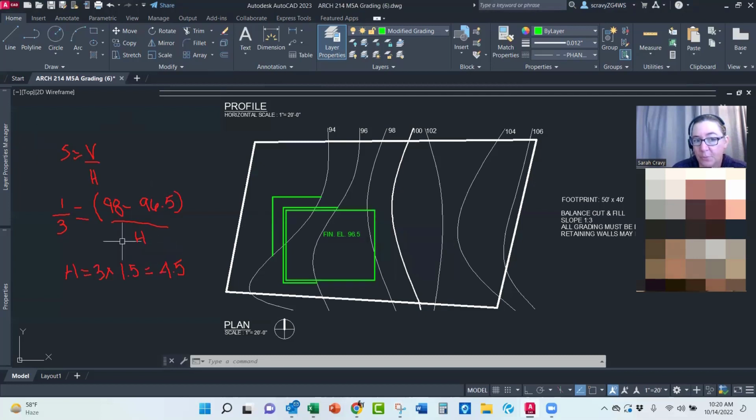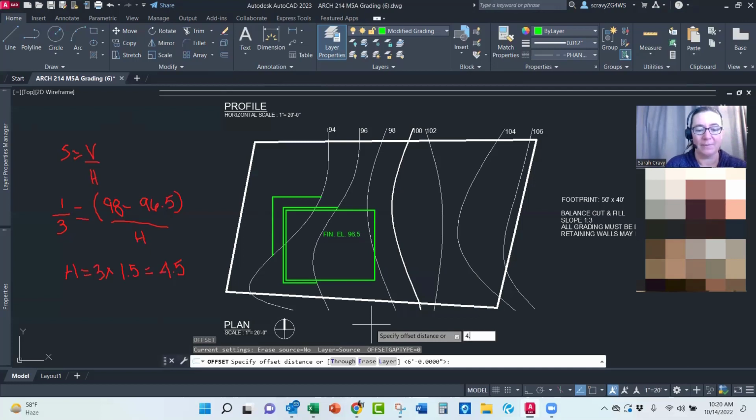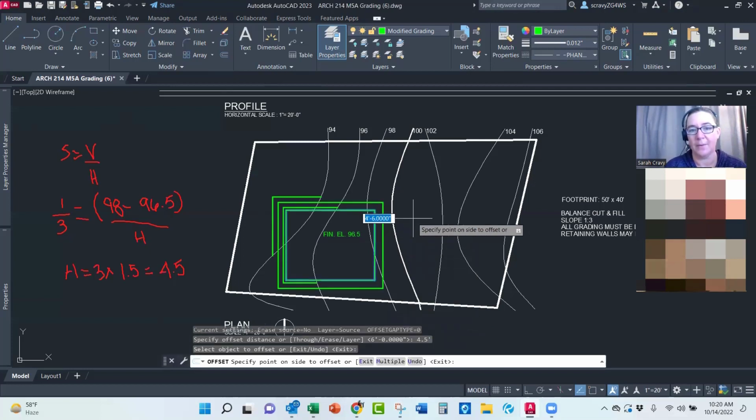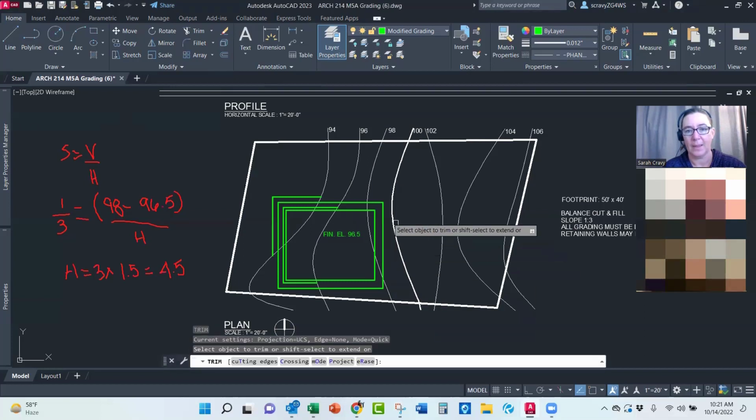So here back in AutoCAD, what we're looking for is a line 4.5 feet away from our building. Remember, all of this calculation was in feet. Luckily, we have this lovely offset command. So O, enter, and then 4.5 feet. I'm going to offset that one. Now, what part of this do we need? We need the part that intersects the 98 contour line. So I'm going to use the trim command and get rid of all the rest of this. We don't need this.